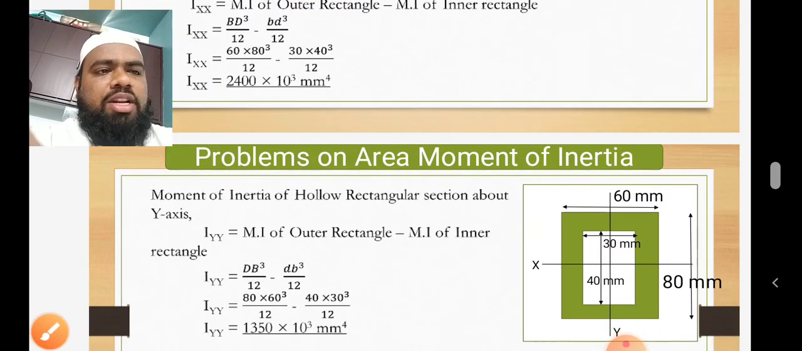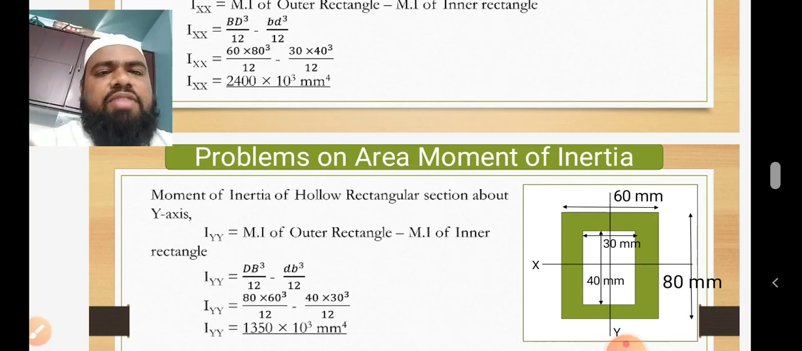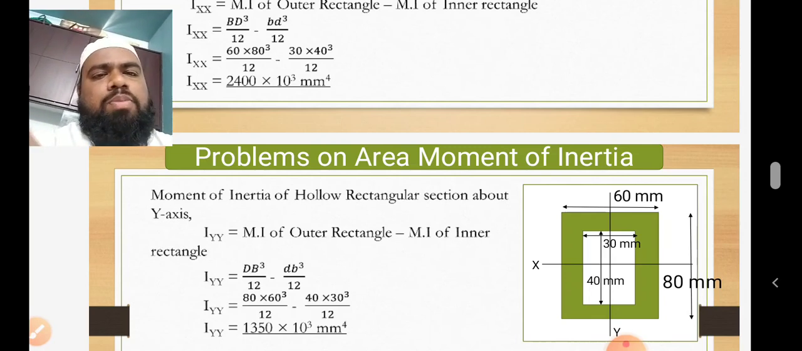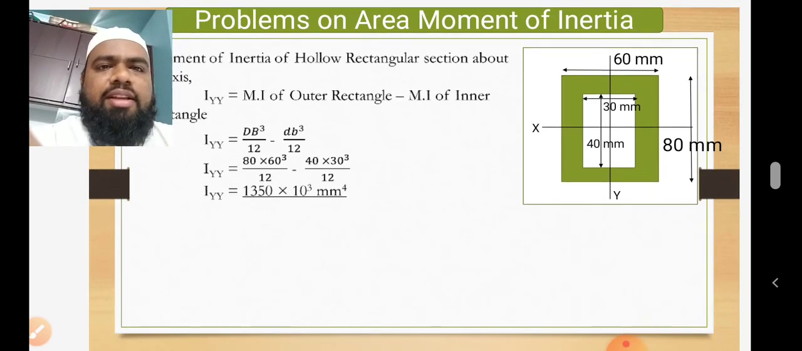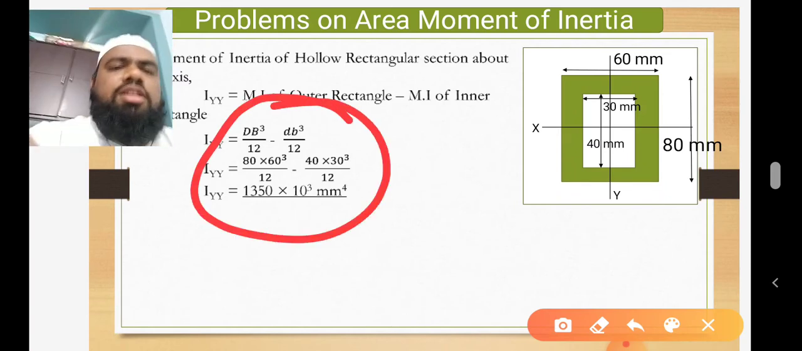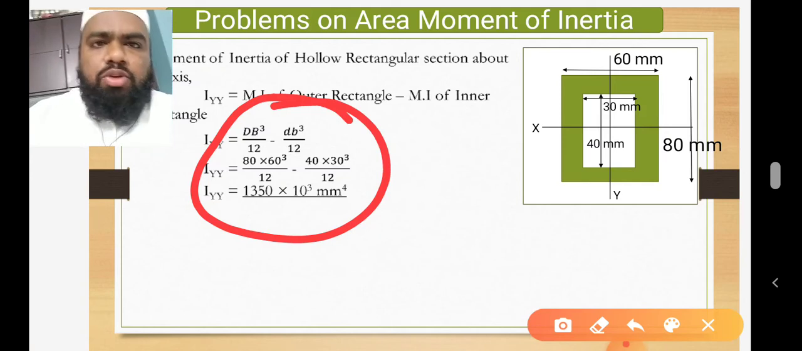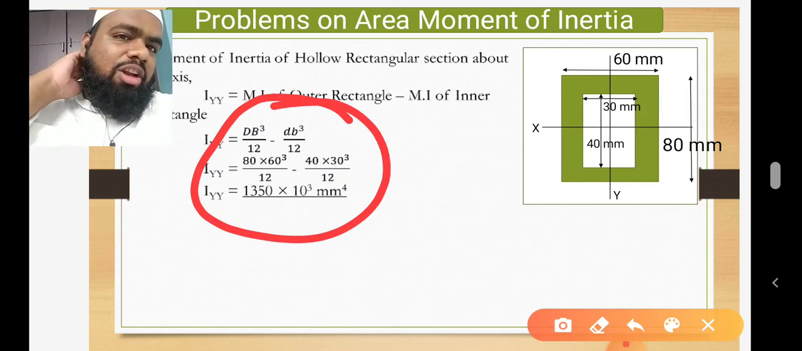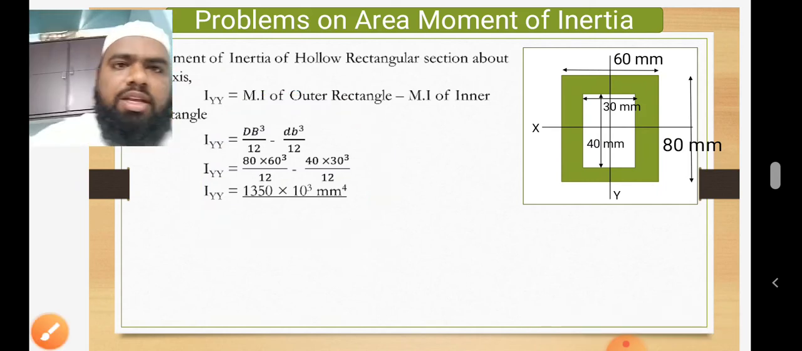Now this moment of inertia of a hollow rectangular section about the y-axis, Iyy is equal to dB cube by 12 minus bD cube by 12. So simply we have done it. The answers are the same. We substitute all values, then you will get the answer. Okay. So practice this. If you have any doubts, comment or call me, then I will definitely clear your doubts. It's a very happy thing.